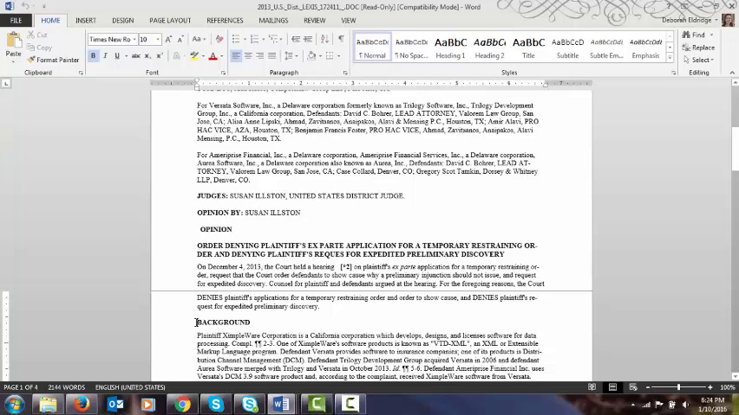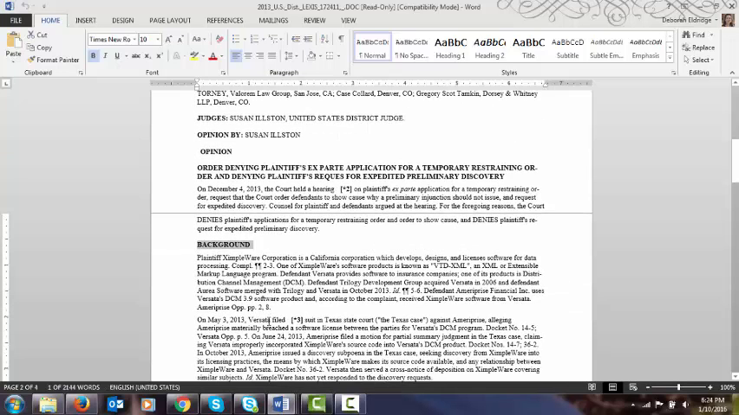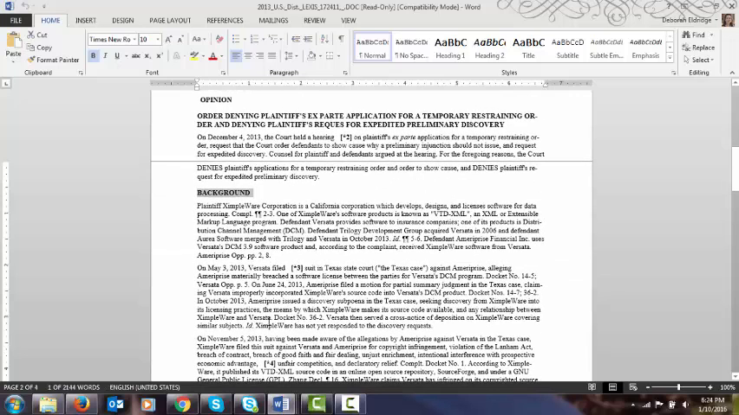Whenever you see the word background, that means that the court is going to start talking about the case, the background. It's going to talk about the facts of the case. It's going to talk about how Exempleware came to sue Versata and the other defendants. It's going to talk about what happened that caused the plaintiff to sue the defendants. And it's also going to talk about what led to the appeal.